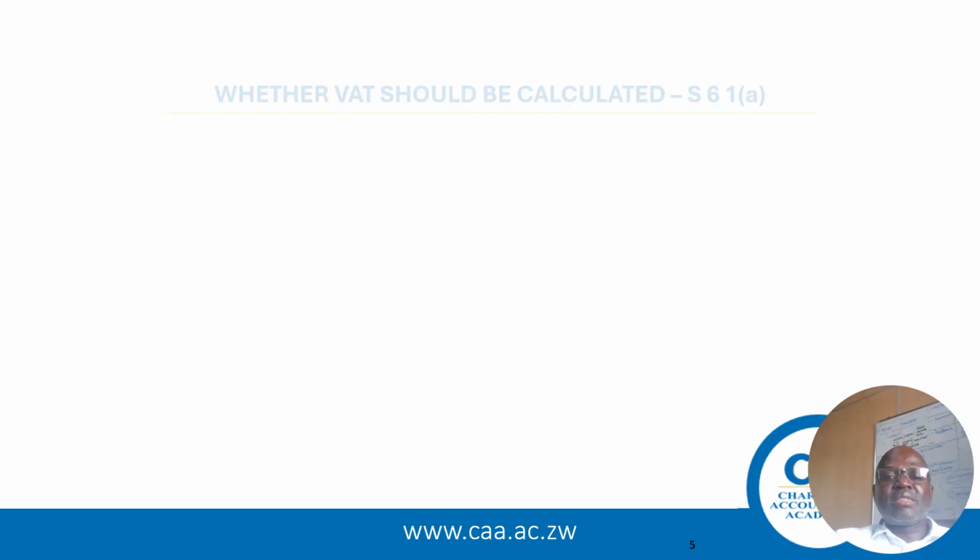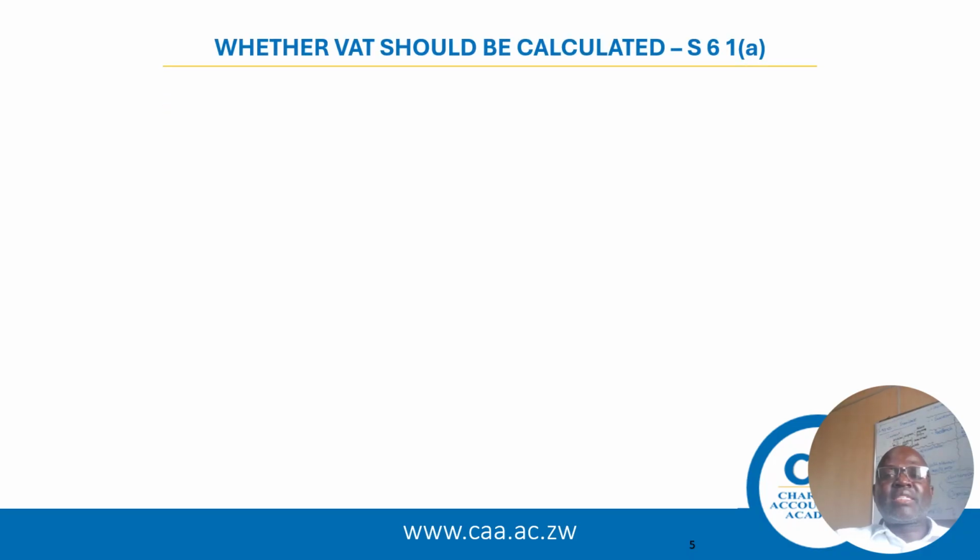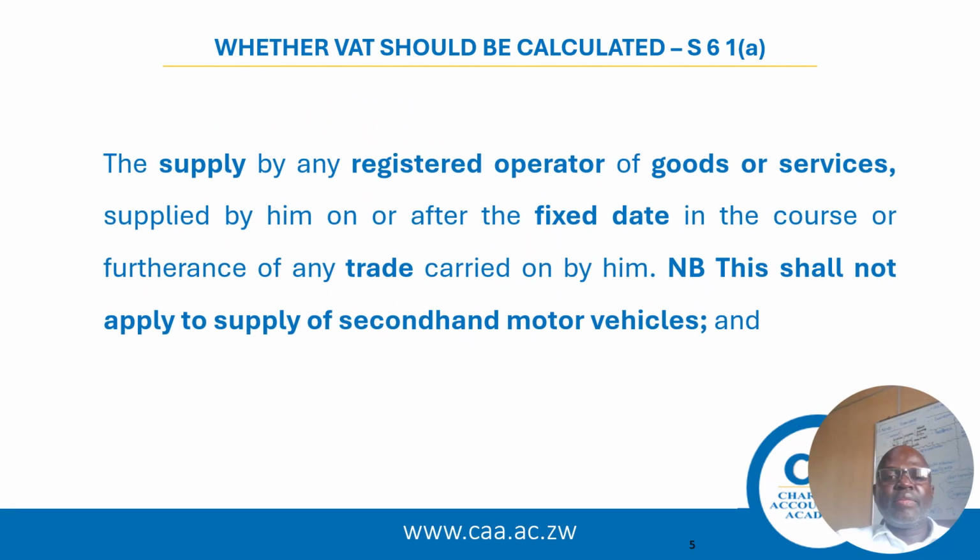So let us look at section 6.1a, which is the core of what we are looking at today. 6.1a of the VAT Act says: the supply by any registered operator of goods or services supplied by him on or after the fixed date in the course or furtherance of any trade carried on by him. This shall not apply to second-hand motor vehicles.